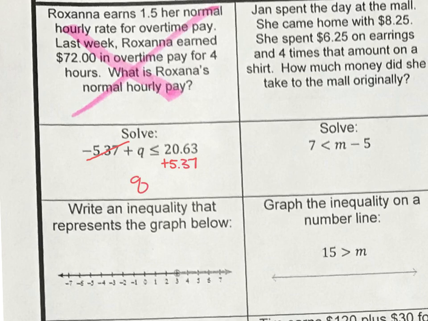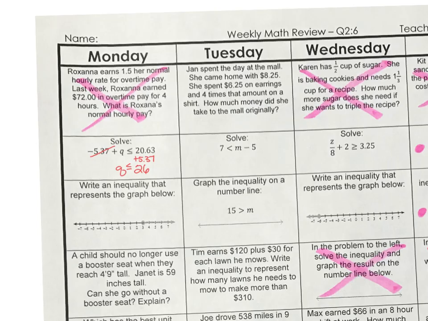All right, so we're going to drop down our Q. We're going to drop down our sign, and somebody tell me what that equals. 26. All right, move over to Tuesday right beside it.